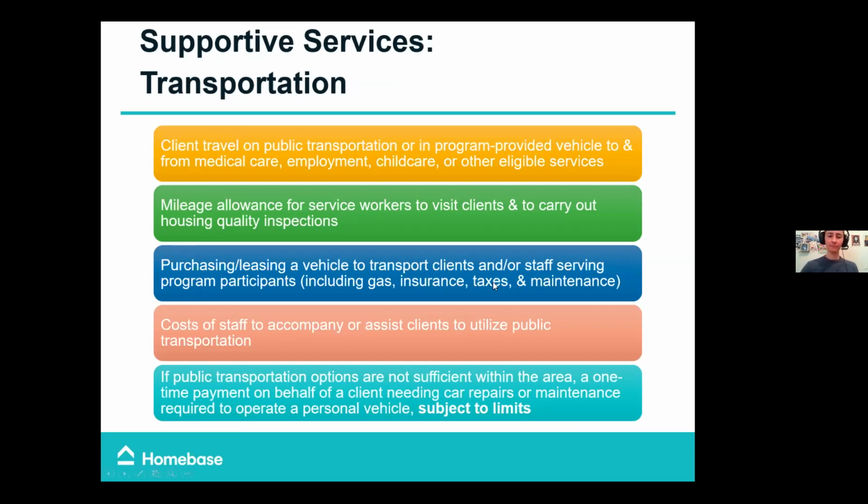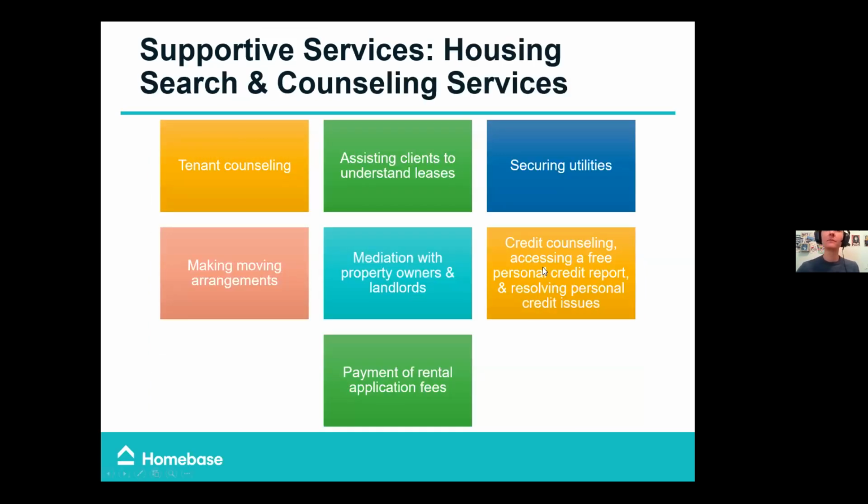The final category we'll cover before pausing is housing search and counseling services. As the name suggests, these are the costs of assisting participants to find and obtain suitable housing. Allowable activities within this category include things like tenant counseling, assisting clients with understanding leases, securing utilities, and making moving arrangements. Other eligible costs include landlord mediation, assisting clients with credit-related issues, and paying rental application fees.